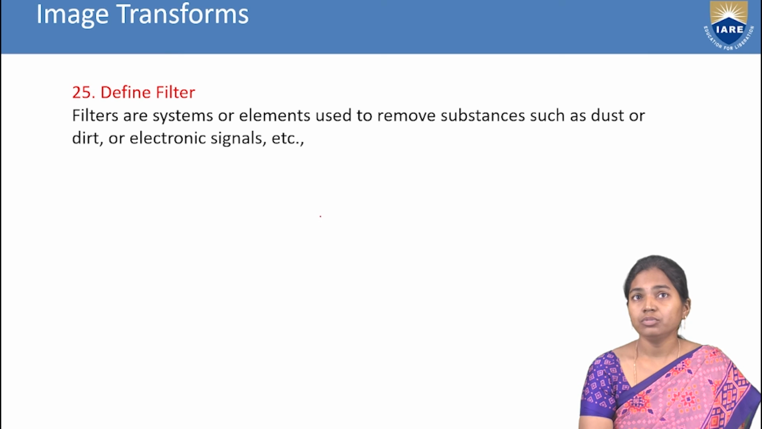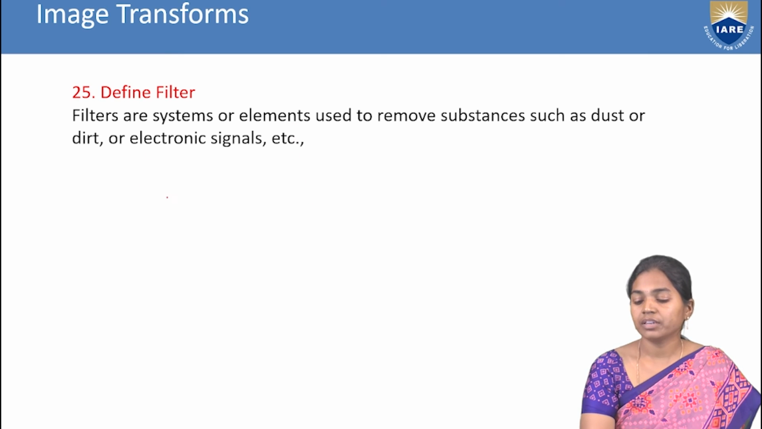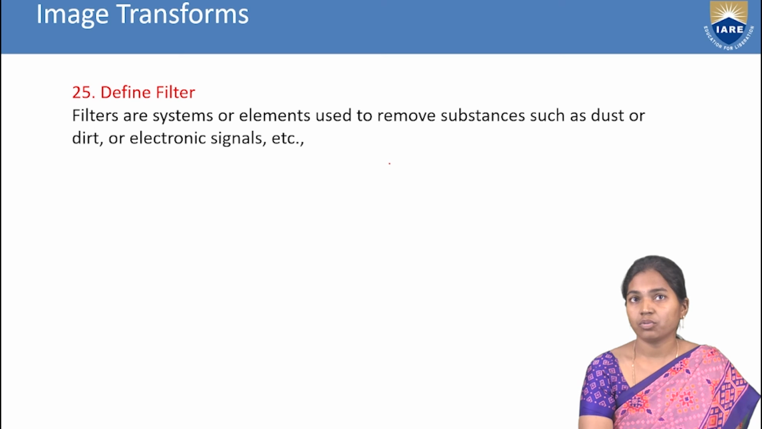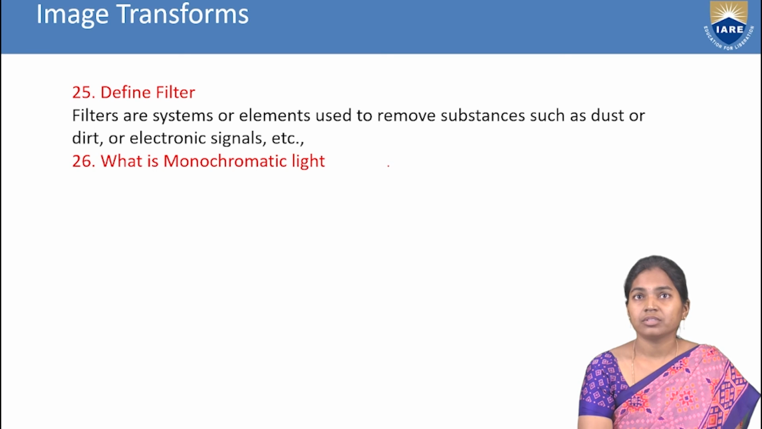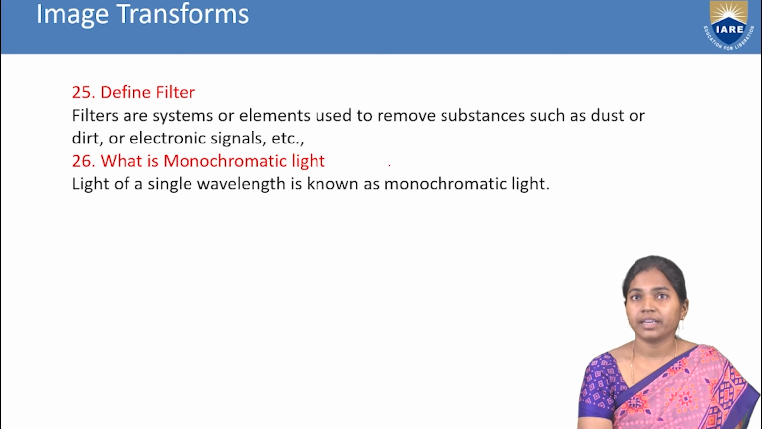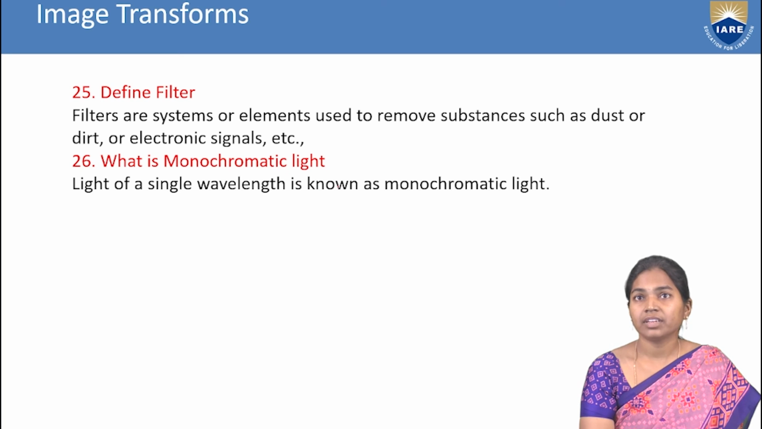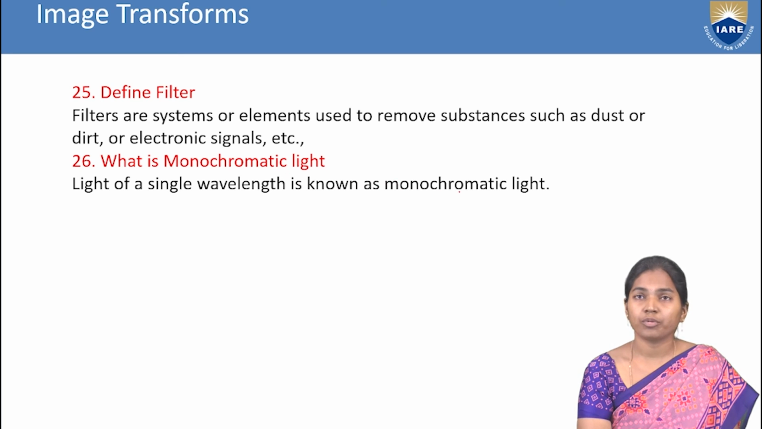Filter. With the use of a filter we can remove the unwanted noise of an image. What is monochromatic light? Light of a single wavelength is known as monochromatic light.